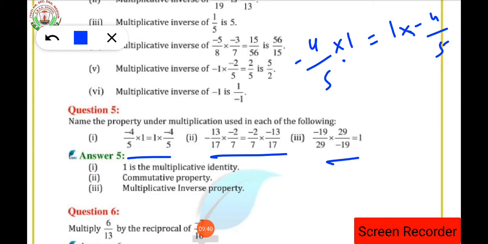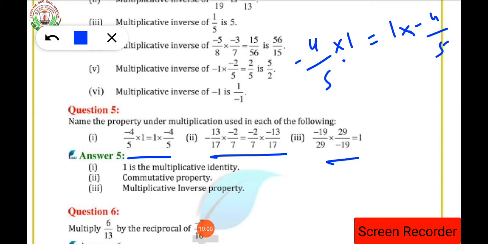By knowing the sign, we have to identify which property it belongs to. Either it will be addition, subtraction, multiplication or division. Since multiplication is present between the two numbers, this property will come under multiplication.